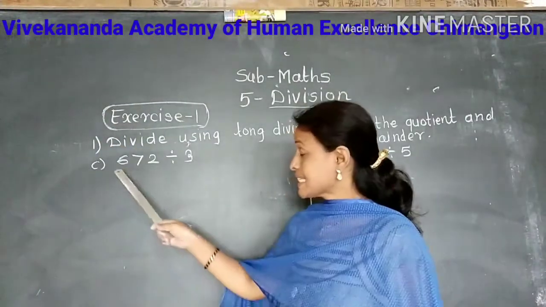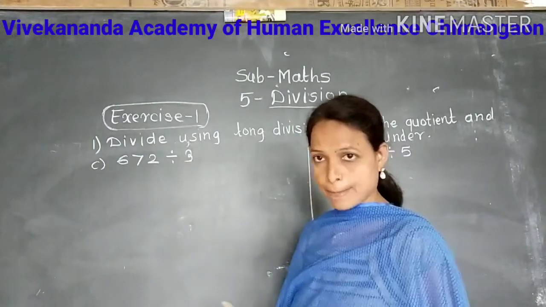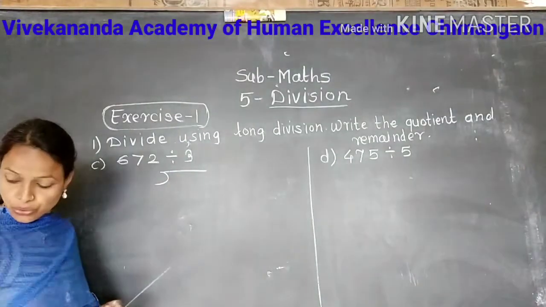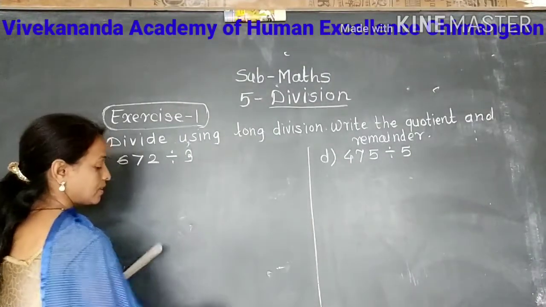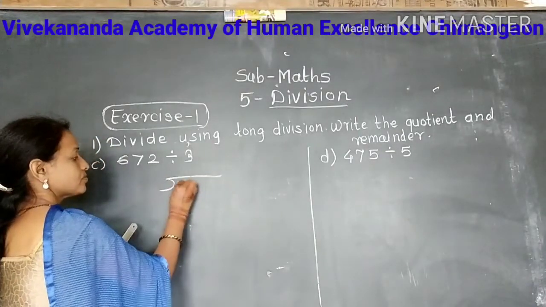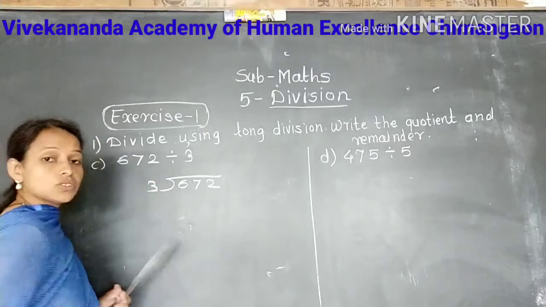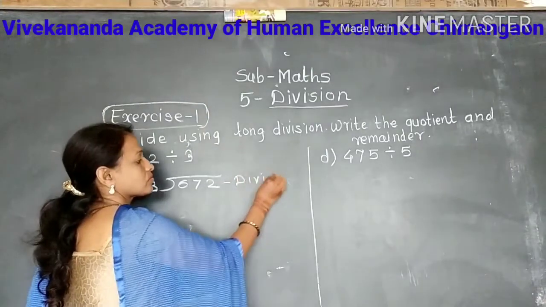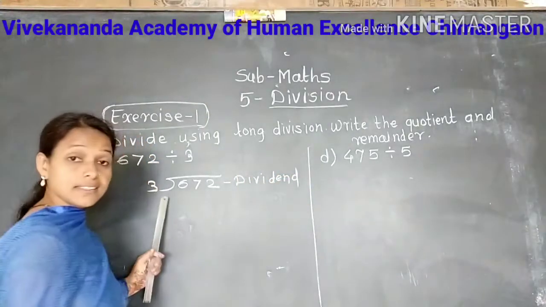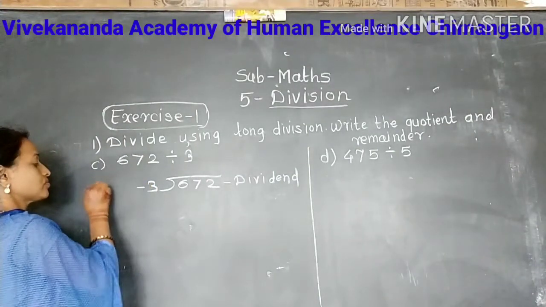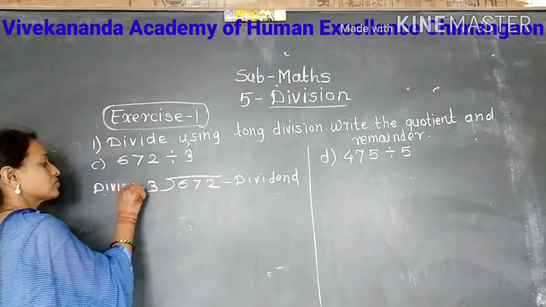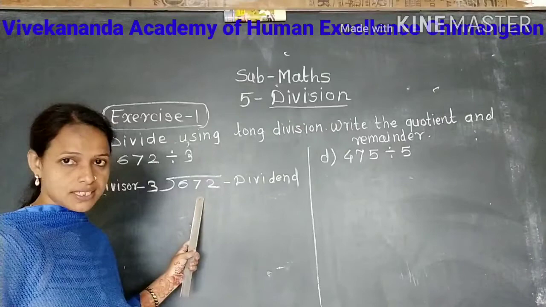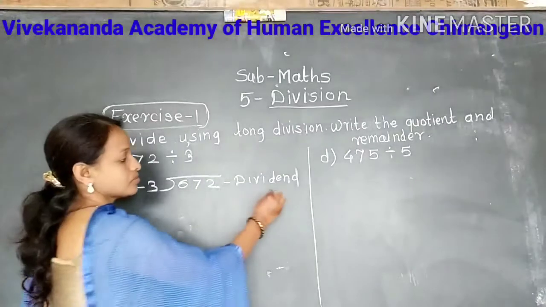The next example is 672 divided by 3. Now we will divide it. 672 divided by 3. So here 672 is the dividend and 3 is the divisor. Now we will divide the leftmost digit first. The leftmost digit is 6. We will write the table of 3 first.